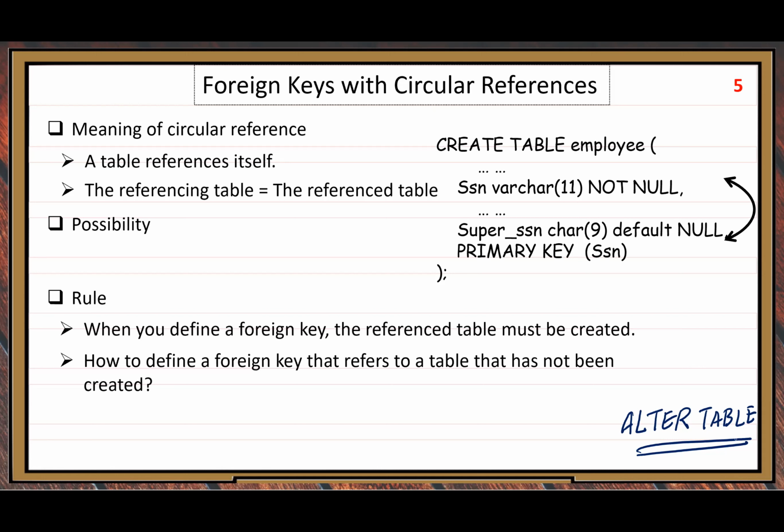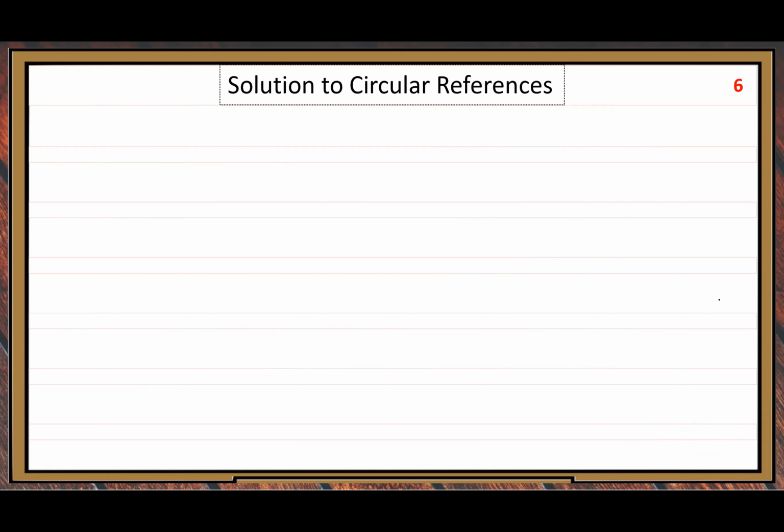Here you can see this feature is useful. Alter table is useful. It can solve our current problem easily. So let us look at the solution. Solution to circular references. Solution steps: we do it this way to solve this problem.